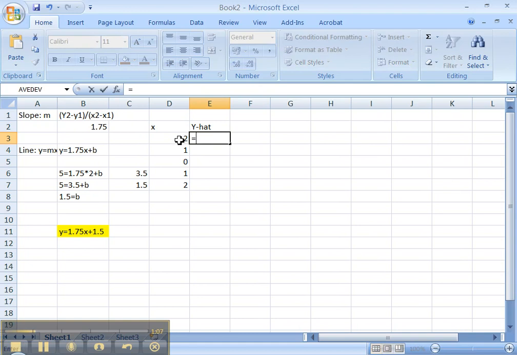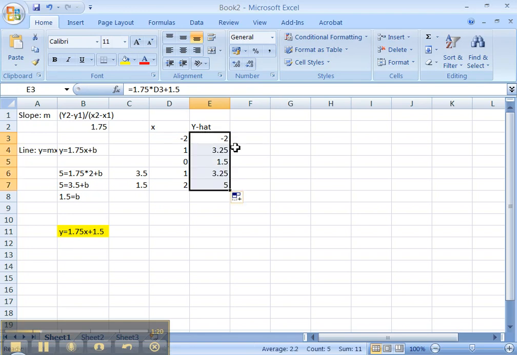To do that, I'm going to use an equation. Equals 1.75 times, now my x is right here in this column, so let me click there, plus 1.5. Now let me click up here, and I'm going to drag. There we go. I figured out y hat for every single one of these.